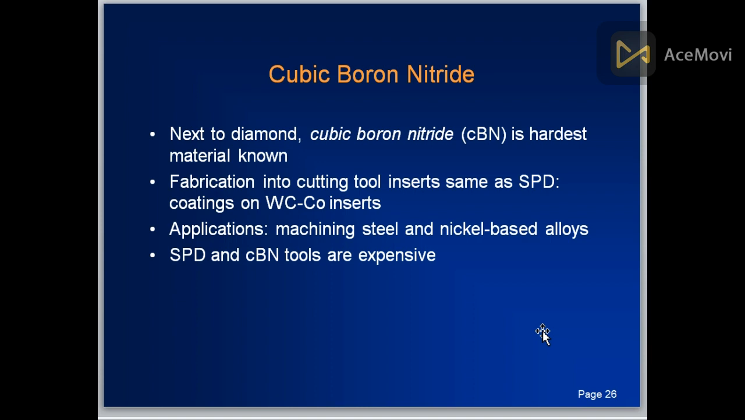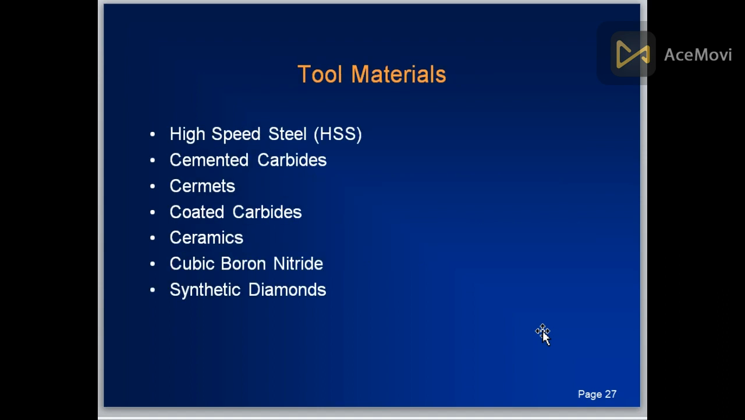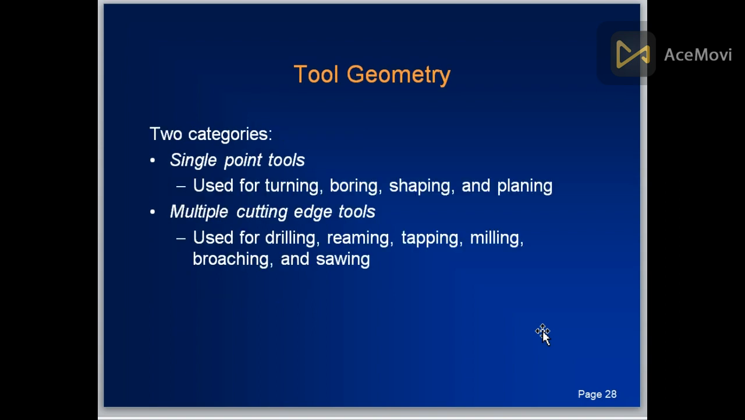I'm sorry for using the abbreviations, so please don't mind. I have told you the names previously. The tool materials may be these: HSS, cemented carbides, cermets, coated carbides, ceramics, cubic boron nitrides, and synthetic diamonds. Now coming to tool geometry, what kind of geometry do we need?